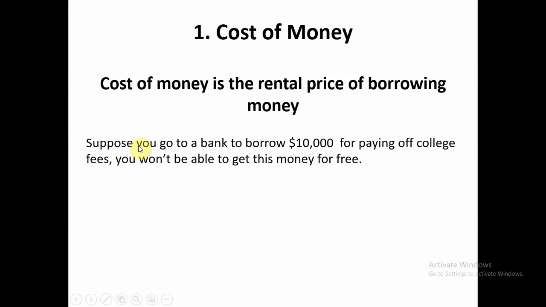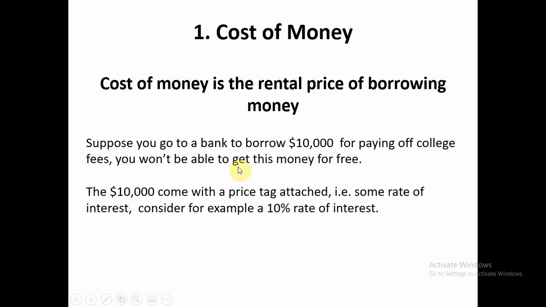Suppose I give you an explanation with a little concept. Suppose you go to a bank to borrow $10,000 for paying off college fees. You would not be able to get this money for free. Obviously, you will need to pay something on it. Money is a very expensive commodity in the market, and you must bear the cost if you borrow money from someone. So the $10,000 comes with a price tag attached, i.e., some rate of interest.